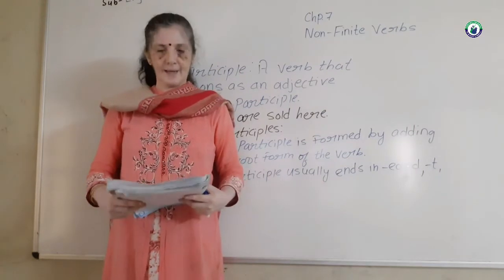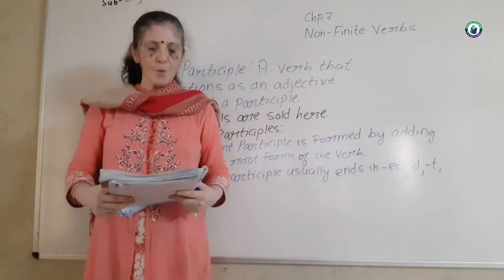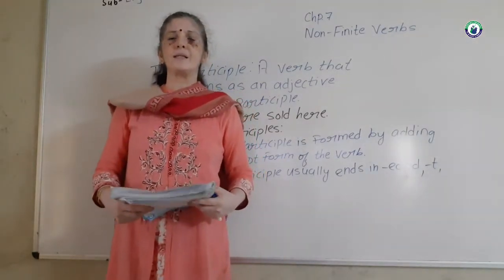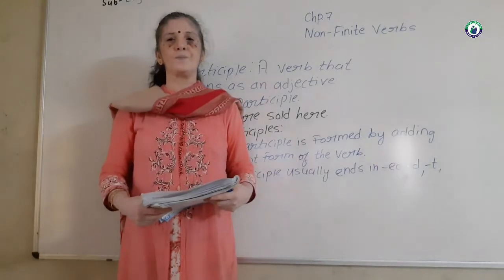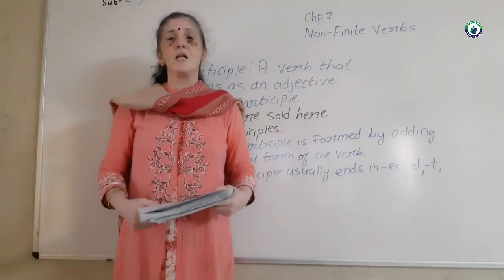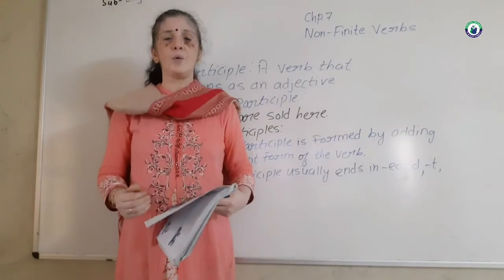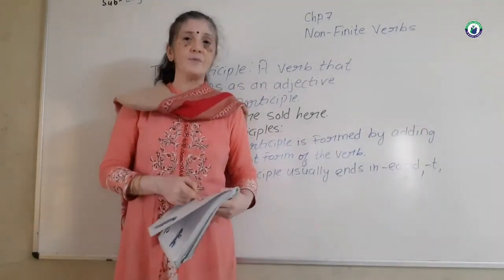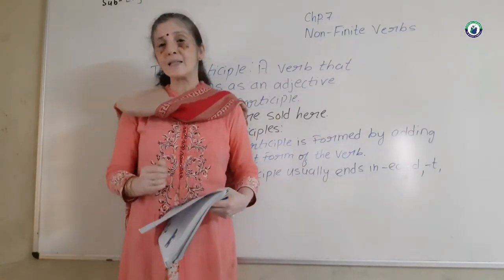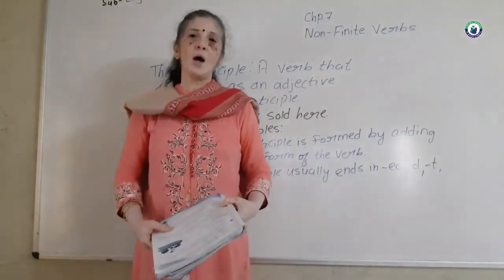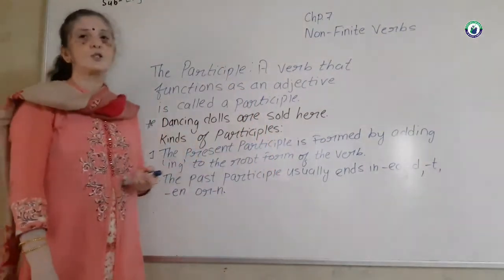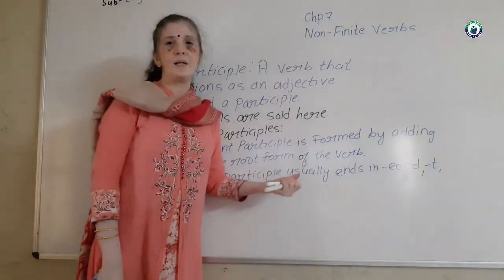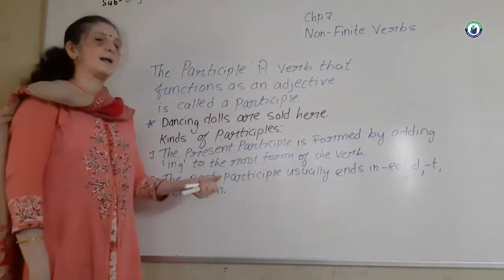Here is one more example. They bought baking trays. See here, tray is a noun. What kind of tray? Baking. So baking is describing the noun, right? Baking is a verb which is added with ing, but it acts like an adjective. So it is called a participle. Now, there are two kinds of participles. First is the present participle and second is the past participle.